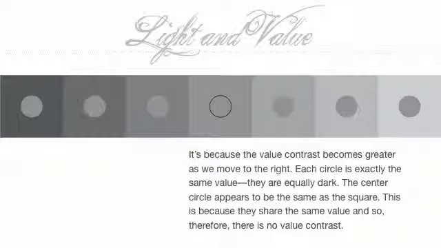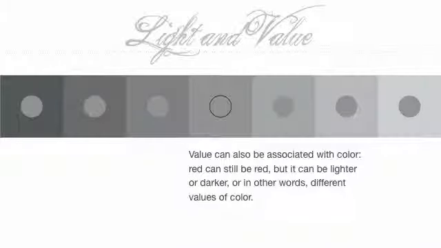Each circle is exactly the same value. They are equally dark. The center circle appears to be the same as the square. This is because they share the same value, and so therefore there is no value contrast. Value can also be associated with color. Red can still be red, but it can be lighter or darker, or in other words, different values of color.